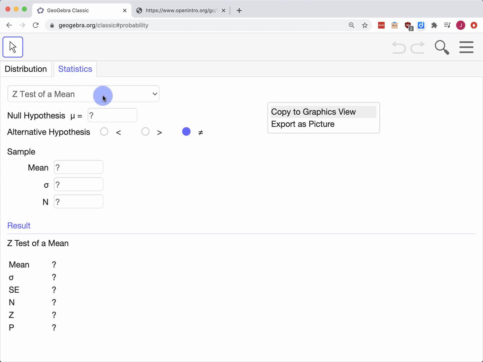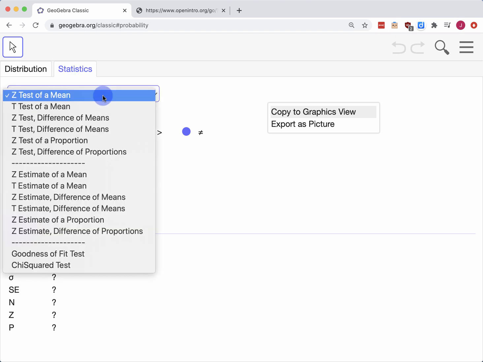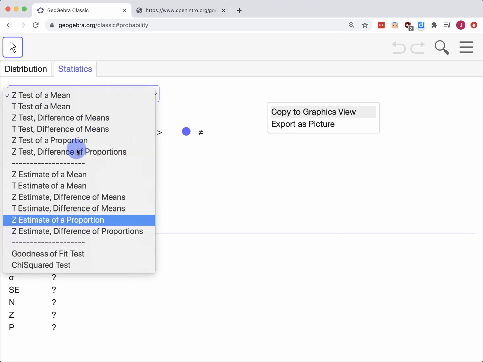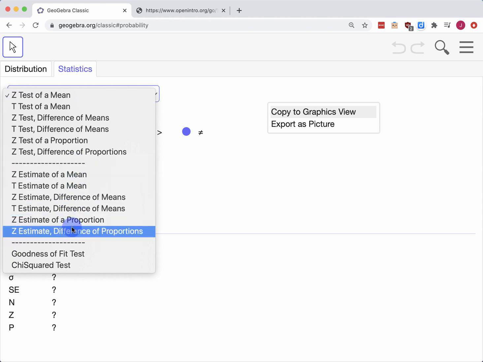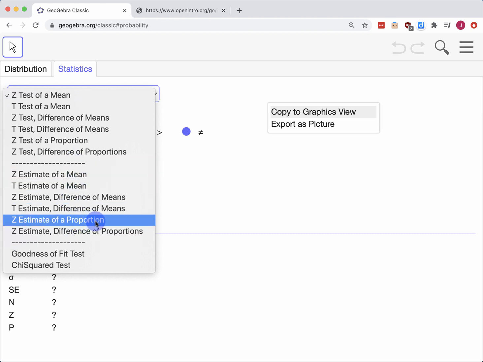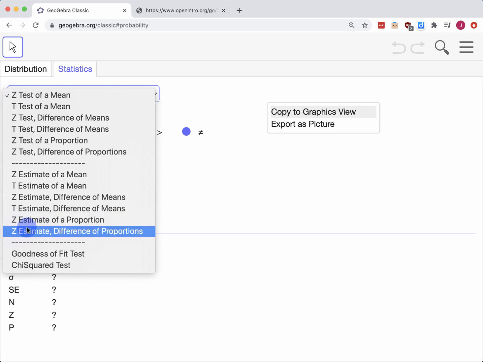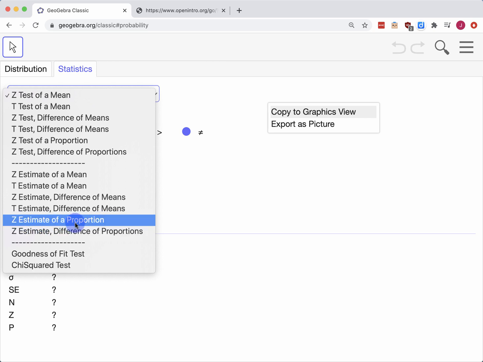Below that is a drop down for all the different tests and confidence intervals that you can do on GeoGebra, which is pretty thorough. We are going to focus on the second grouping of tests, which is actually the confidence intervals. So go to Z estimate of a proportion.